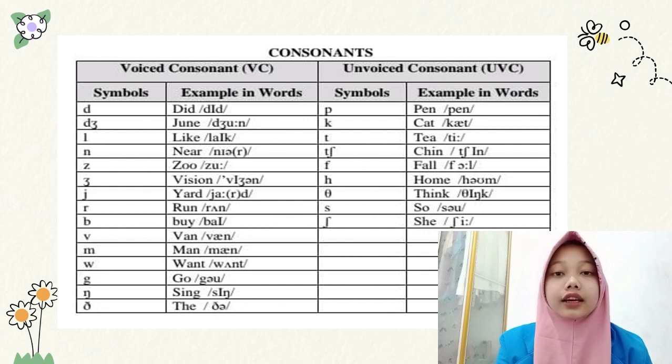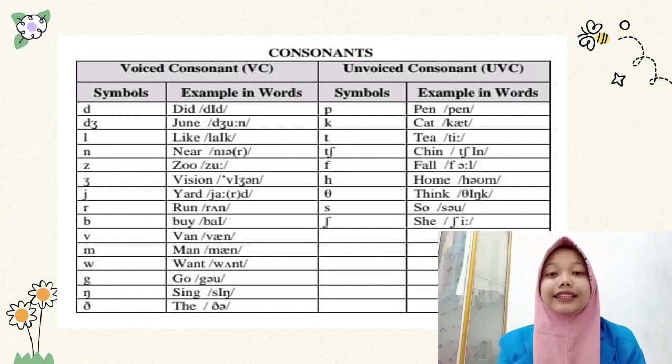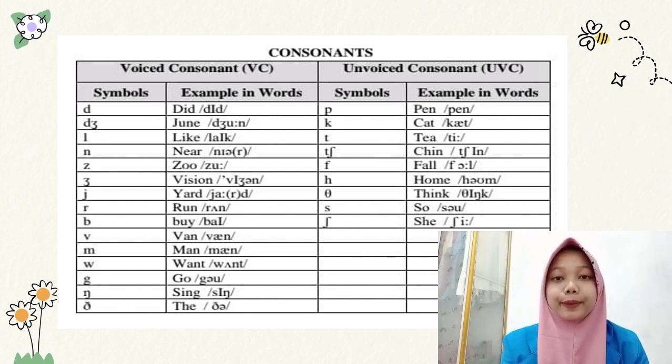And then G. Word example is go. And then ng. Word example is sing. And the last is the voiced th. Word example is the. And the unvoiced consonant have 9 symbols.